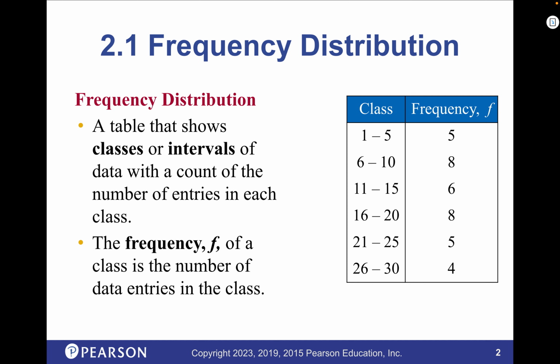Again, we're just counting them, and we'll go through the process from the start. But this is what a frequency distribution looks like. In itself, it tells us that 6 through 10 and 16 through 20 occur the most. Both of them have 8 items. Again, we don't know exactly which ones they are, but it does help.